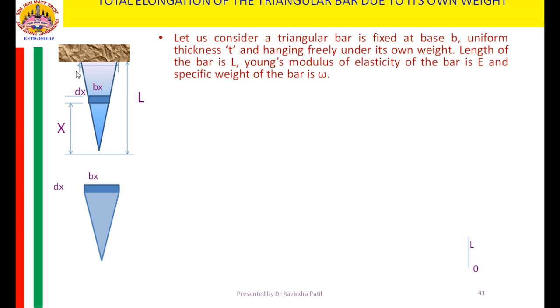Young's modulus of the material is E, and the specific weight is omega. Specific weight is nothing but the weight per unit volume. Volume multiplied by specific weight will give you the weight of the material.